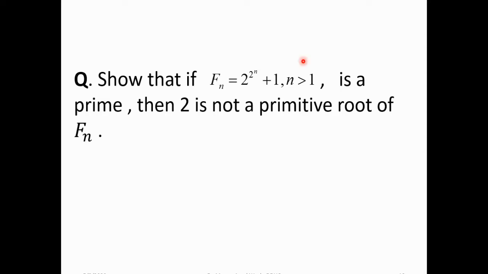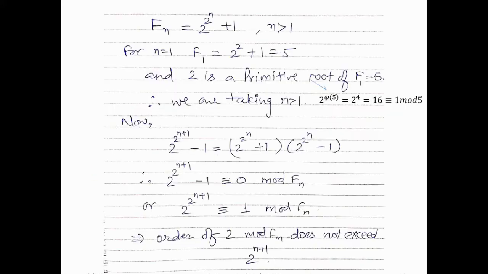Now this is another example. Here we have to show that if Fn is defined like this, that is Fn is 2 to the power 2^n plus 1, where n is greater than 1, and Fn is a prime, then 2 is not a primitive root of Fn. So Fn is this, and n is greater than 1.